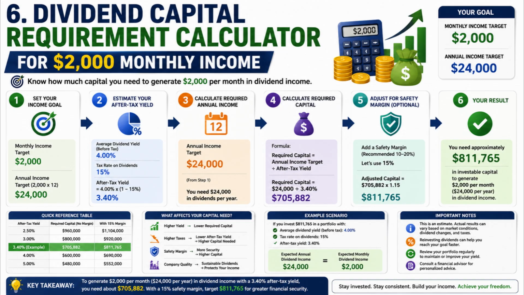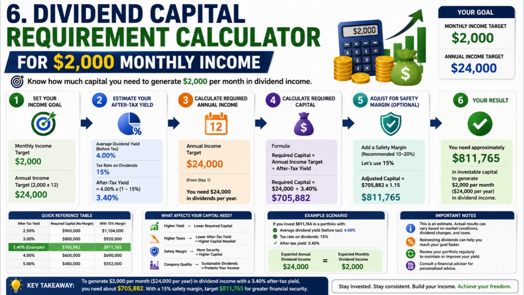Next, compare how different after-tax yields can change the capital requirement. With a 2.5% after-tax yield, approximately $960,000 would be required without a safety margin. With a 15% safety margin, the amount increases to about $1,104,000. Similarly, with a 3% after-tax yield, the required capital is approximately $800,000. After adding the 15% margin, the target becomes around $920,000.